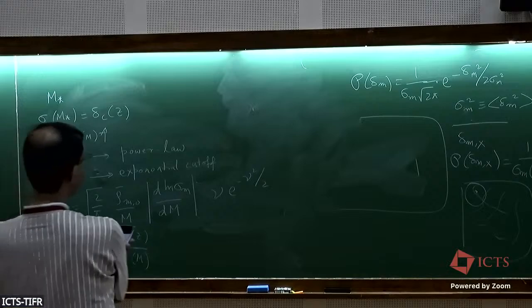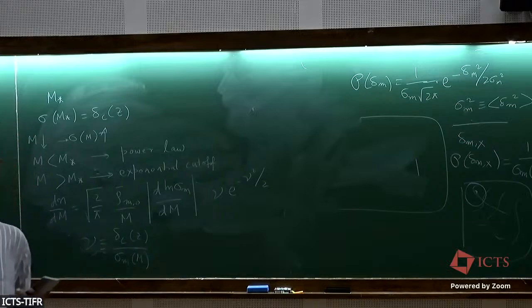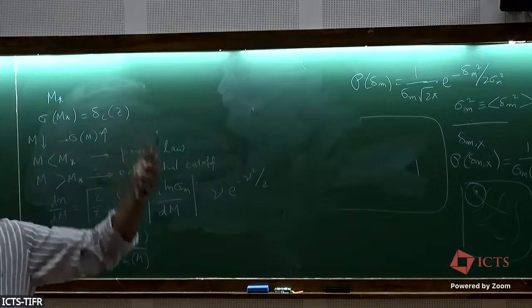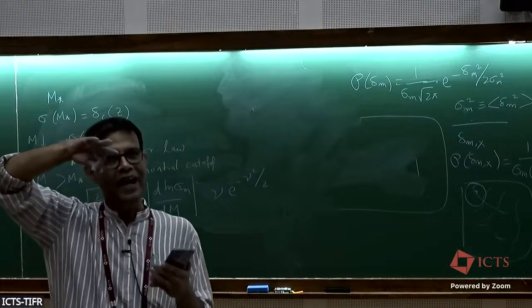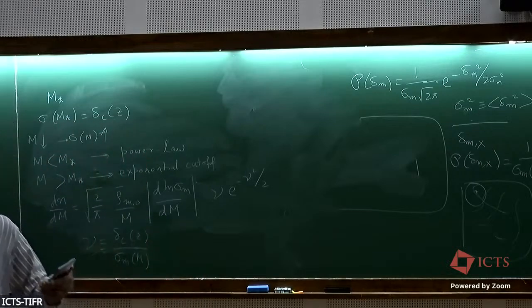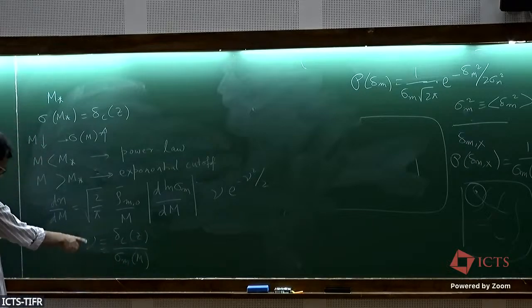So what happens is, imagine you are smoothing over larger and larger scales, the dispersion is going down. So you will find it very difficult to get a region which can cross this threshold. The form of exponential comes because of Gaussian random fields. If you track back, it's because high density peaks are extremely rare.